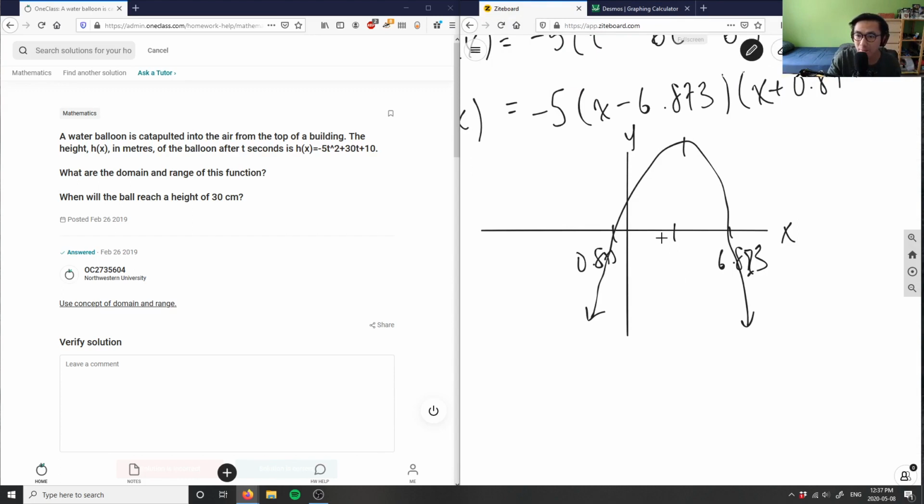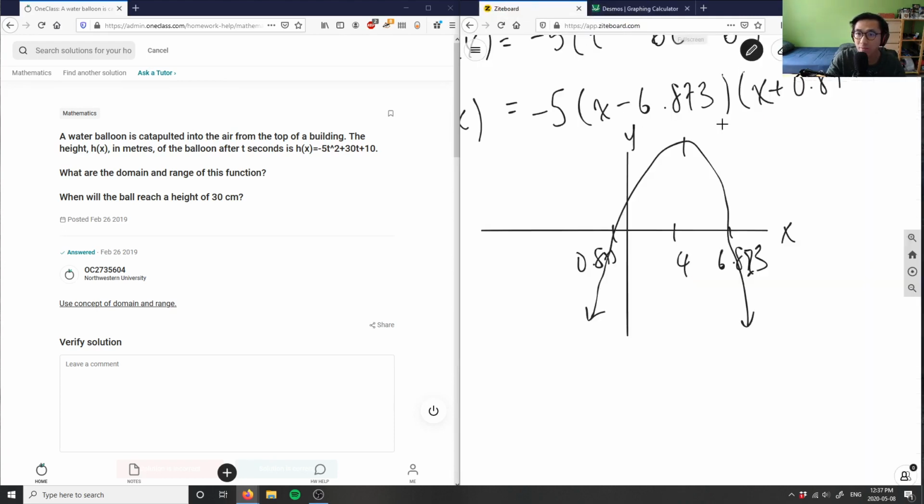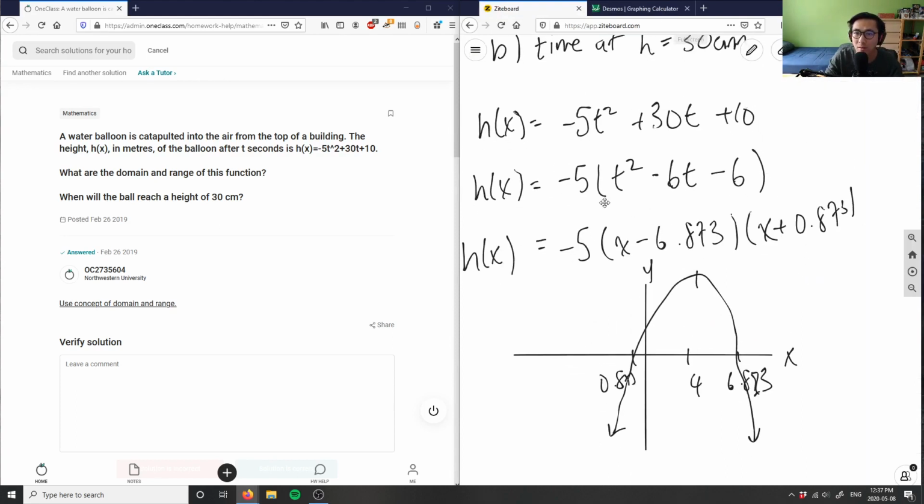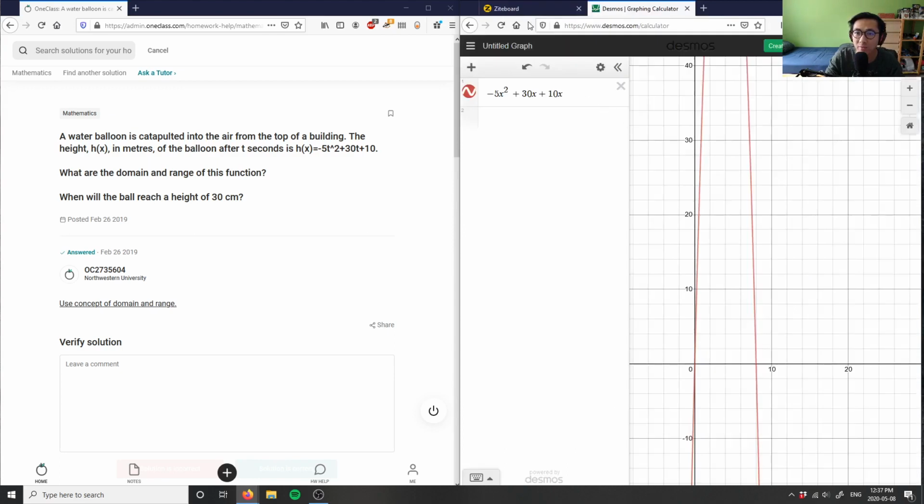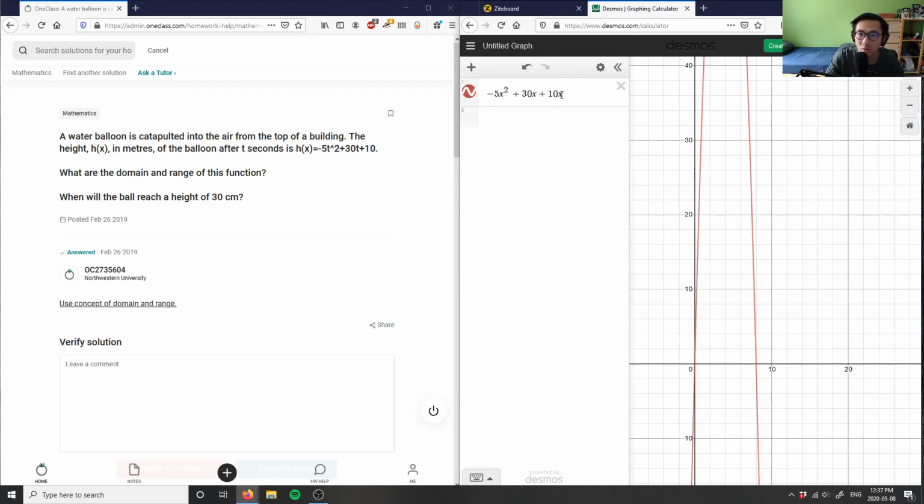I think I messed up my math here. I'm supposed to add both guys here. So sorry, it's 6.873 plus 0.873, which will give me a value of about 7.876 here. So let me just check my x-intercepts for us here. -5. Okay, sorry. Oh, so I think I graphed this wrong.